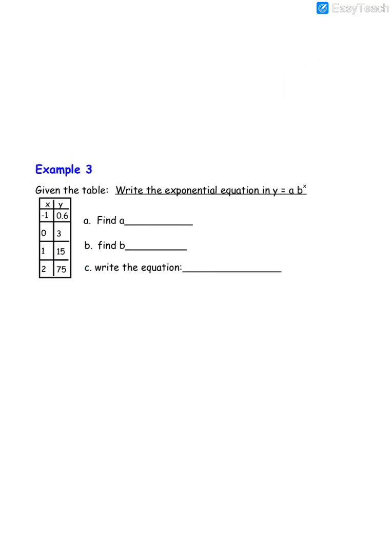Okay. So let's try the next one. We're going to play a little bit around with this equation. Okay. So it says, given the table, write the exponential equation y equals a times b to the x power. So the first thing I want you to do is to find a. Well, a is always the y-intercept. Do you see the y-intercept from the table? Hopefully you do. It's this guy right here. So a equals 3.